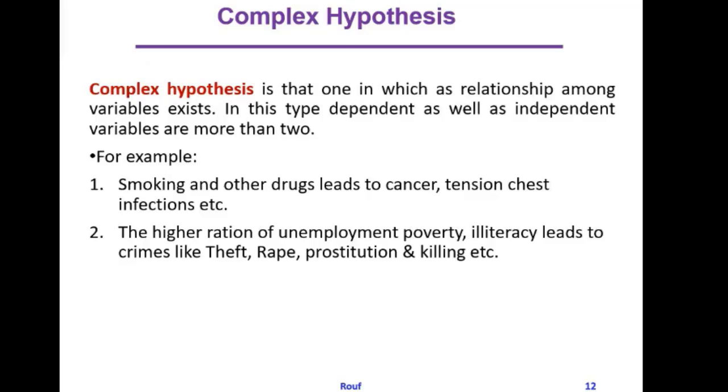Here, unemployment, poverty, illiteracy are independent variables, and theft, rape, prostitution, and killings are dependent variables.